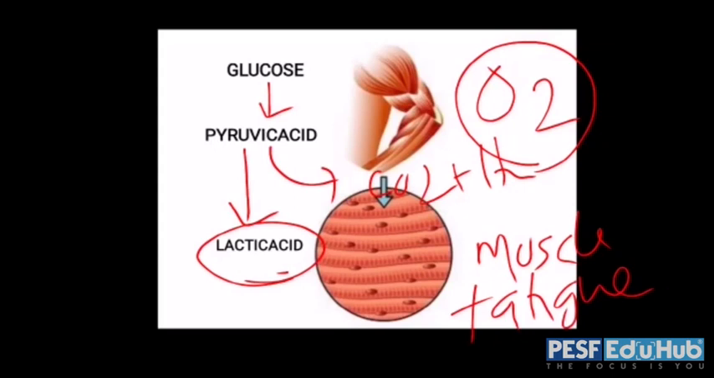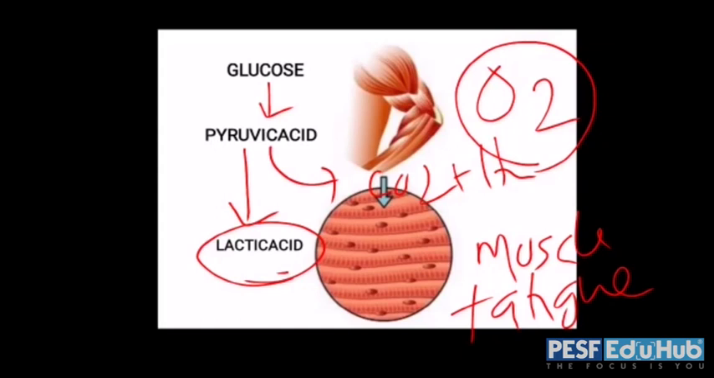How is this lactic acid produced? Is it aerobic or anaerobic? It is produced by anaerobic respiration. Why is it anaerobic? Because of non-availability of oxygen. Such a respiration is called anaerobic. When oxygen is needed, such a respiration is called aerobic.